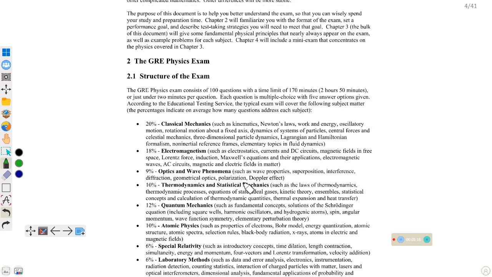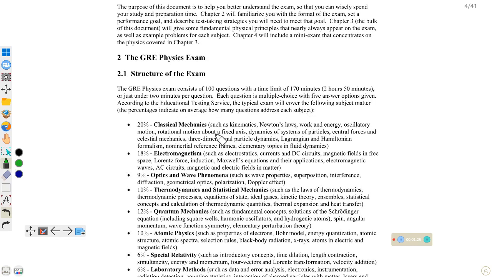These are the percentages of the different subjects, which indicate on average how many questions address each subject. The first is classical mechanics. You can see that classical mechanics questions are 20%. For example, if there are 100 questions, then 20 questions are from classical mechanics. Similarly, electromagnetism, its percentage is 18%.